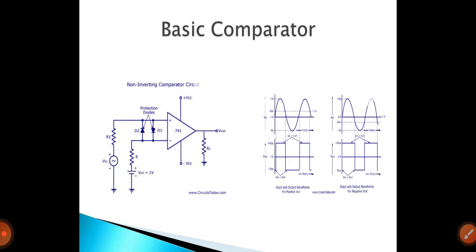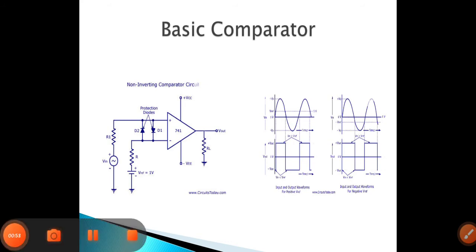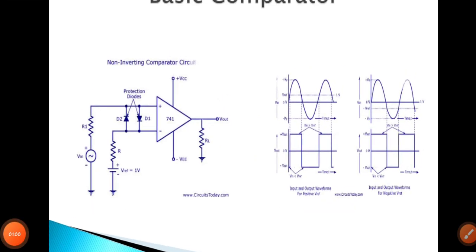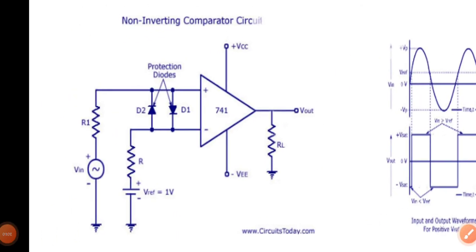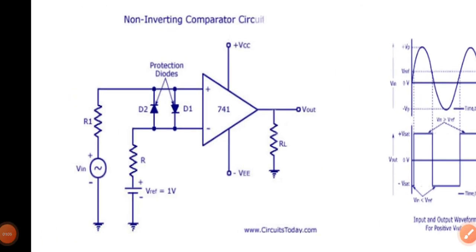This is a non-inverting circuit. In this circuit, one input is connected to the DC supply and one is connected to the AC supply. For the non-inverting terminal, we connect the AC supply, and the inverting terminal we have connected to the DC supply.